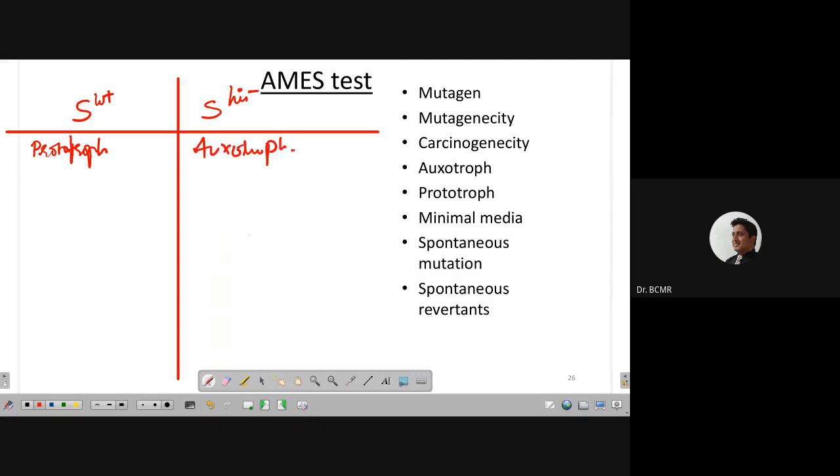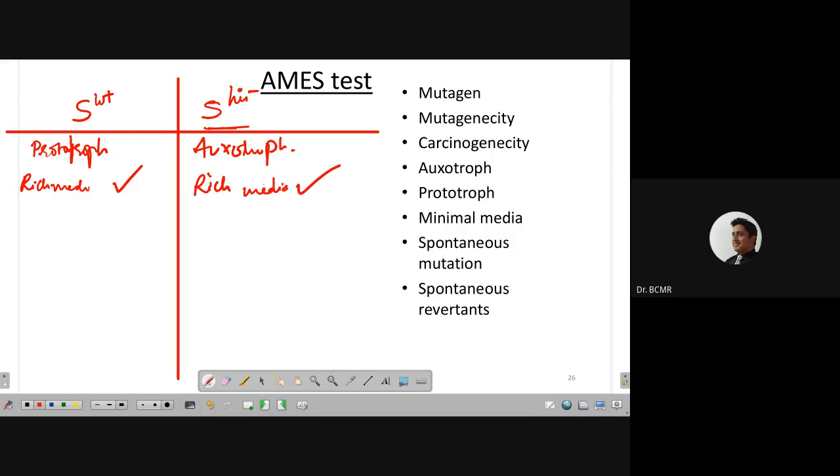Okay, so some spontaneous mutation happened because of which this particular strain has become His minus. Now we already discussed rich medium and minimal medium. If you give rich medium, the wild type or the prototroph will be able to grow. If you give rich medium to this strain, the auxotroph, there also it will grow.